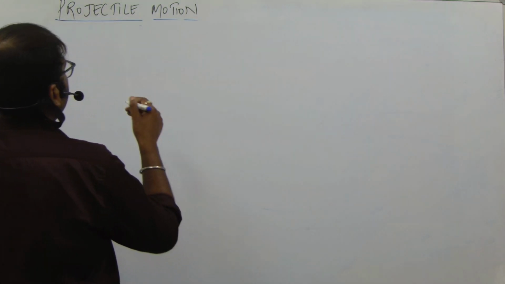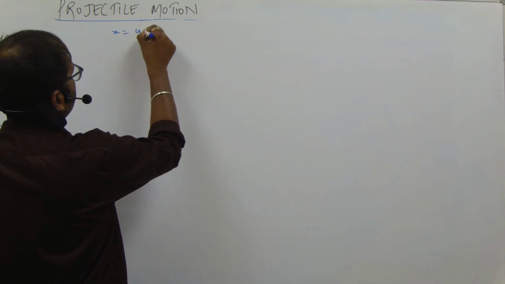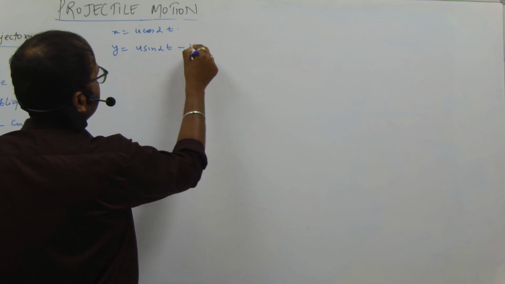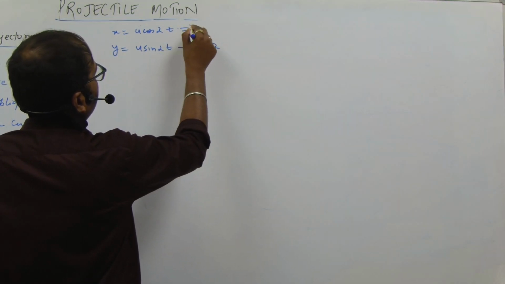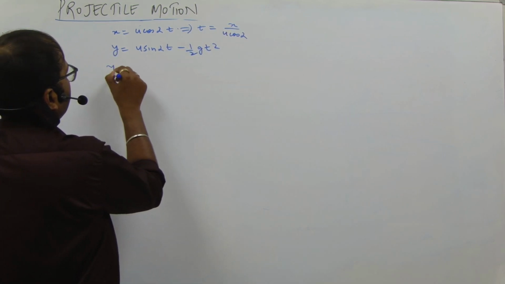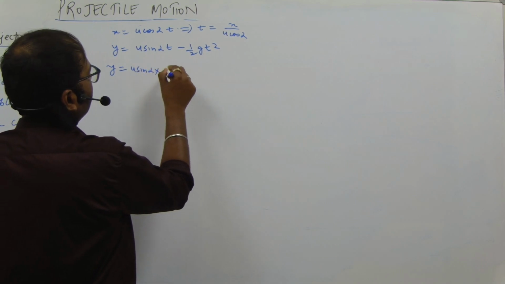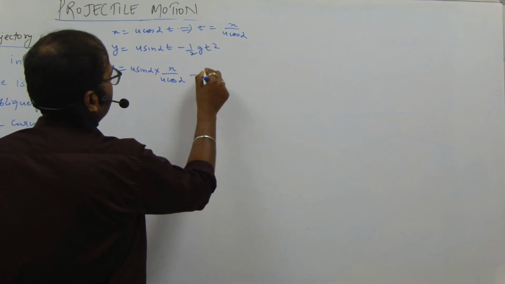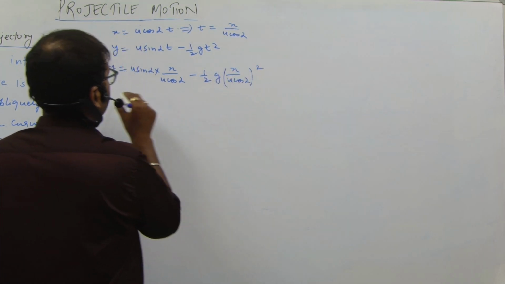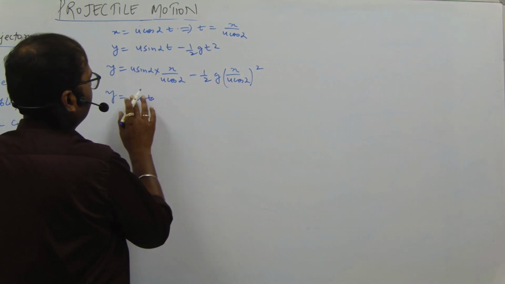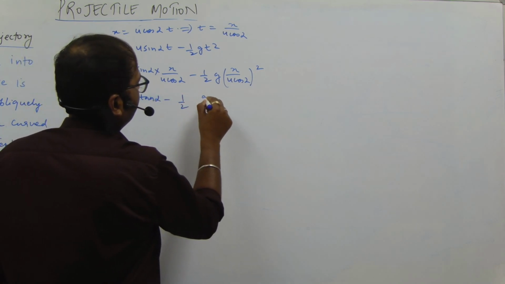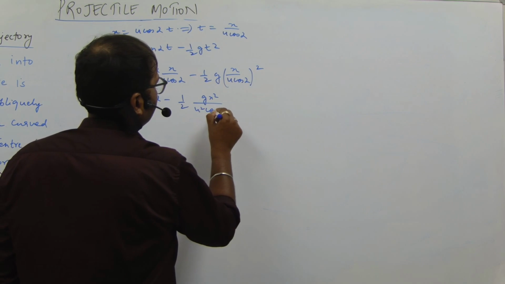We have the coordinates x = u cos α · t and y = u sin α · t − ½gt². From here we have t = x/(u cos α). Let us put this in y. So y = u sin α · x/(u cos α) − ½g(x/(u cos α))². This gives y = x tan α − gx²/(2u² cos² α).